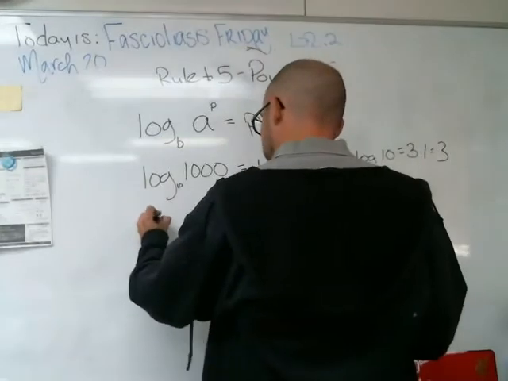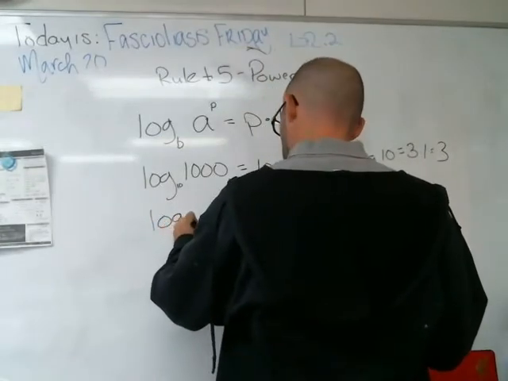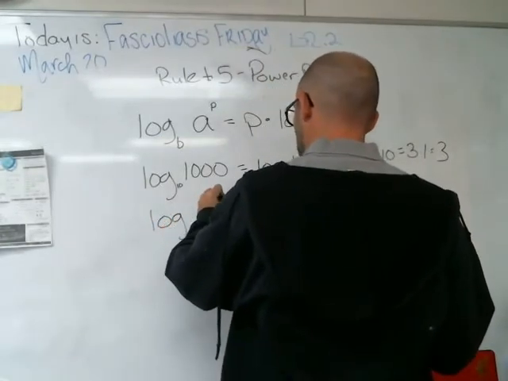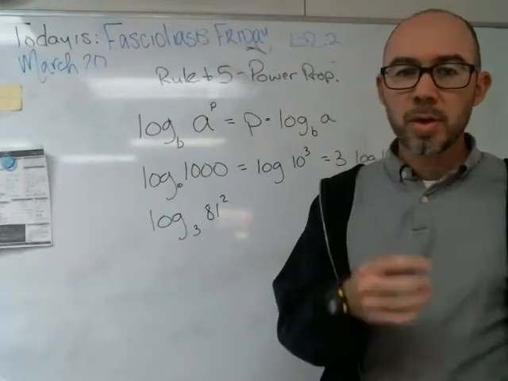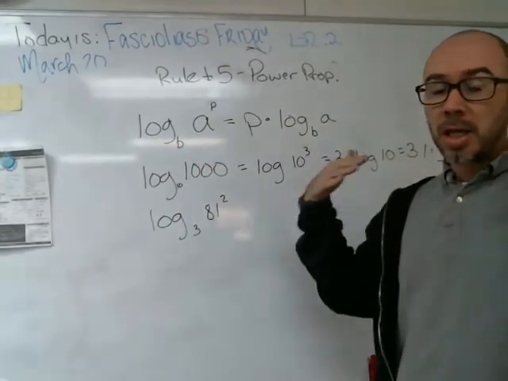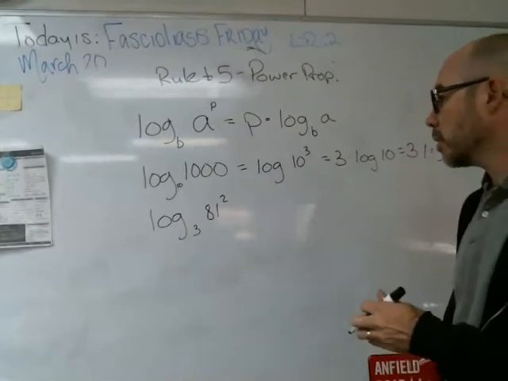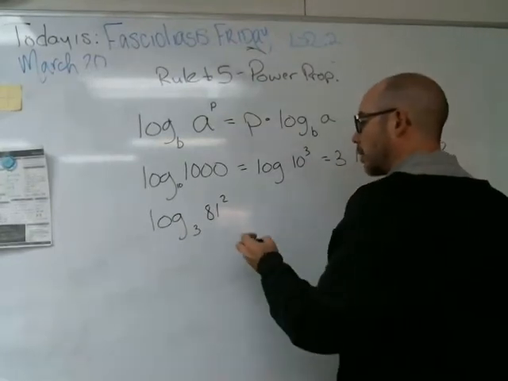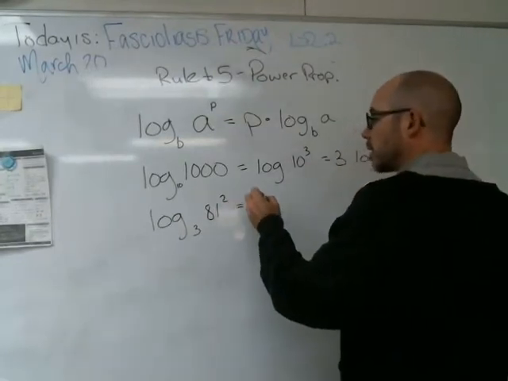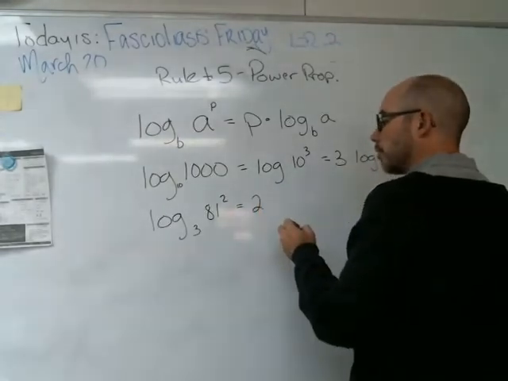Let me show you another one without base 10. Let's go log base 3 of 81 squared. 81 squared is a big number. Yeah, we have rules for how to square numbers, but why, if we don't have to? So this rule says I'm going to pull that 2 down into the front.